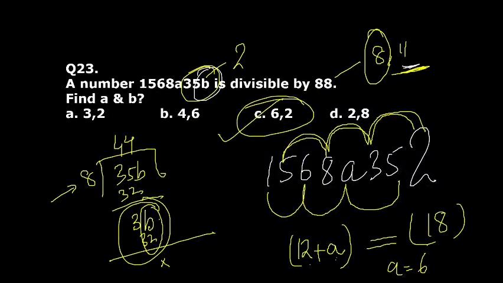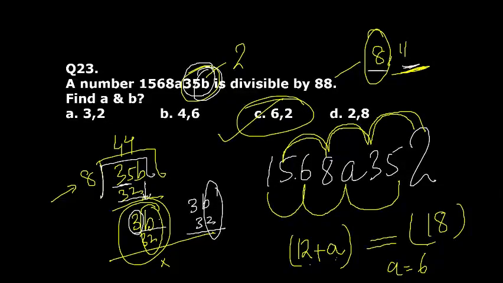So here the last three digits were divisible by 8. When I divided, 8 fours are 32. I was getting 3, and B we will carry from here. So this number is divisible by 8, so it must be 32 only. So we got B as 2 in your number.